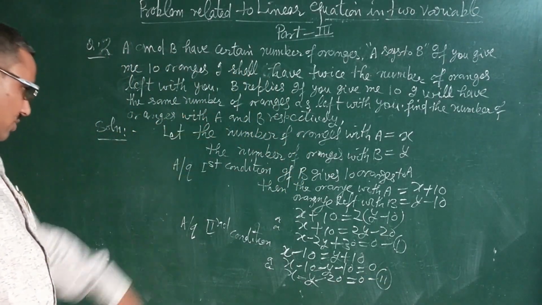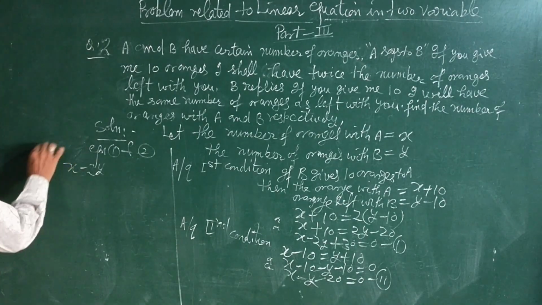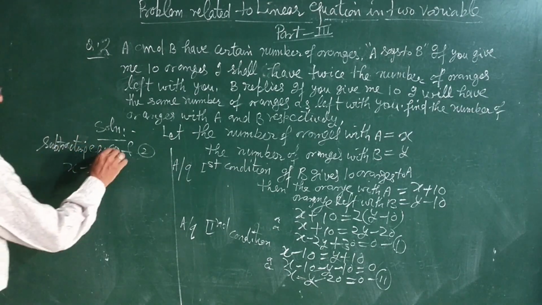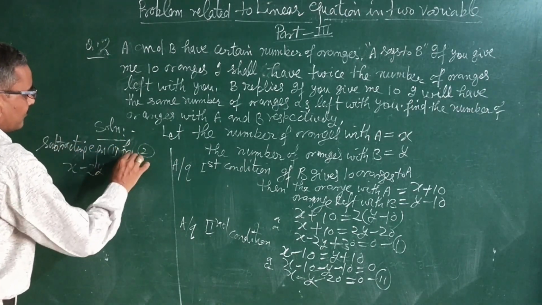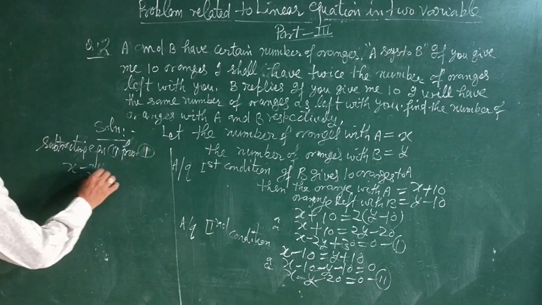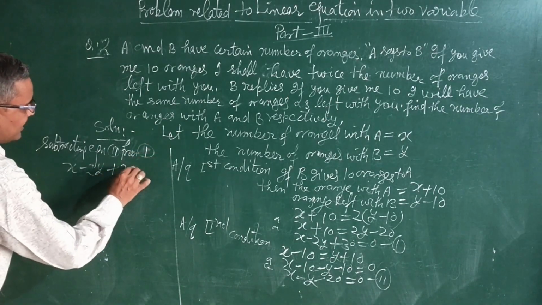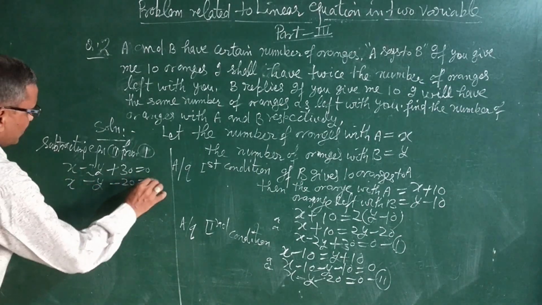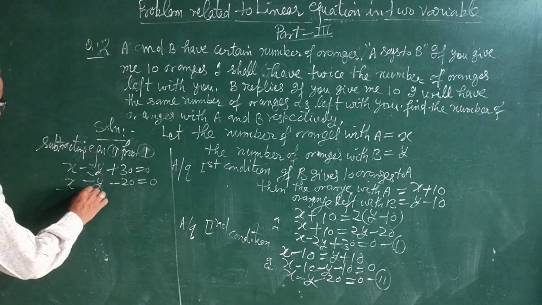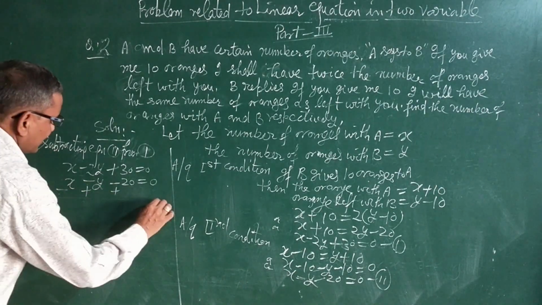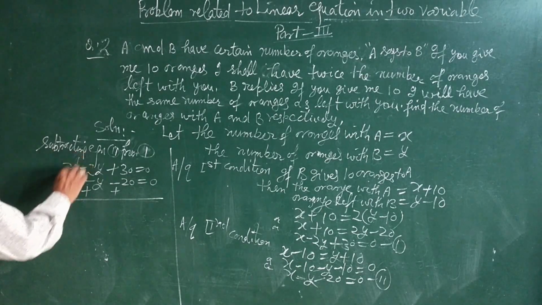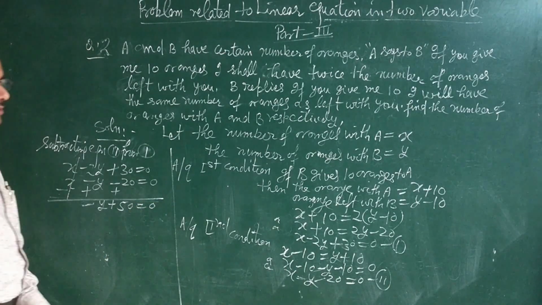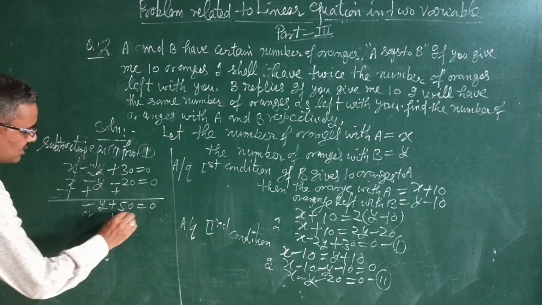Now our aim is to solve this. Subtracting equation second from first, we get x minus 2y plus 30 is equal to 0 and x minus y minus 20 is equal to 0. Subtracting, minus becomes plus, x is cancelled, we get minus y plus 50 is equal to 0, and y is equal to 50.